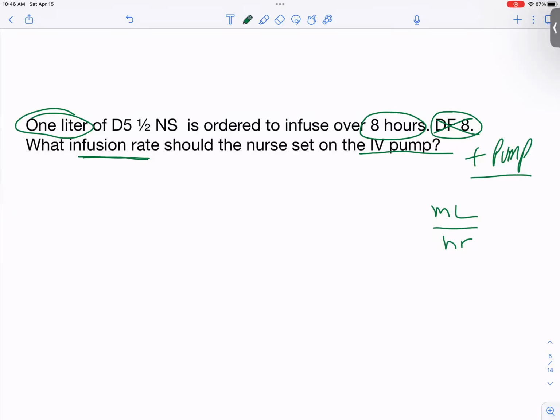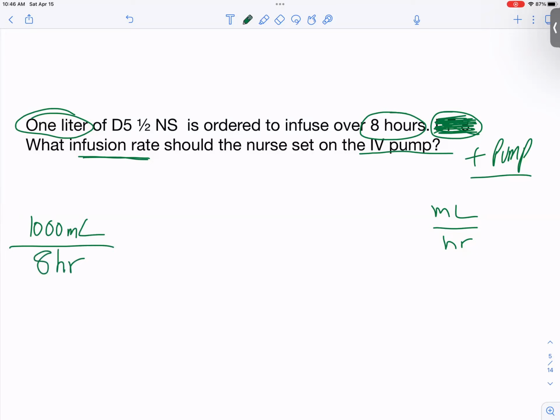Okay. So if they offer you a drop factor, you cross it off. So a lot of people are like, well, why would they offer a drop factor? Well, every tubing has a drop factor in it because computers and machines fail. And if they fail, you can still give fluids, then you would use the drop factor. So that's the real reason why. Okay. So 1 liter is 1,000 milliliters. And the doctor wants it given over 8 hours.